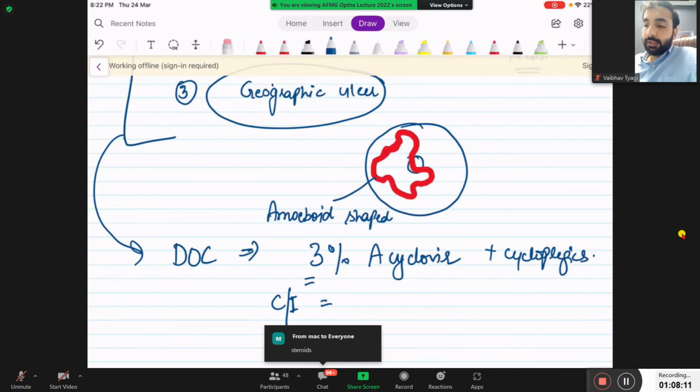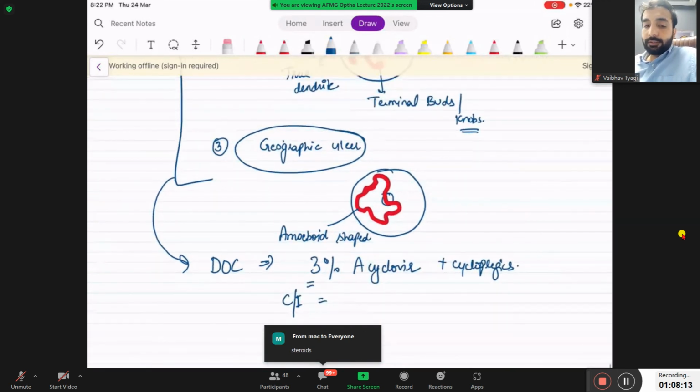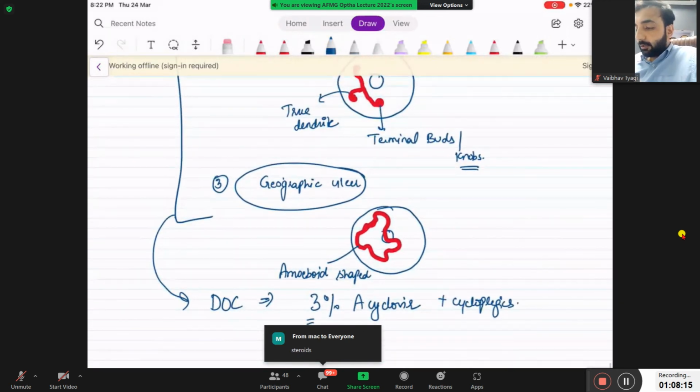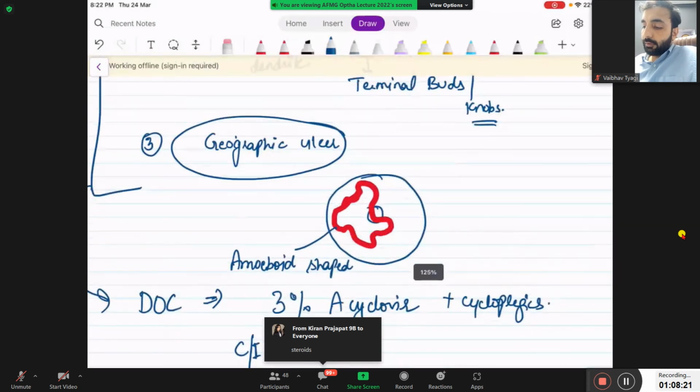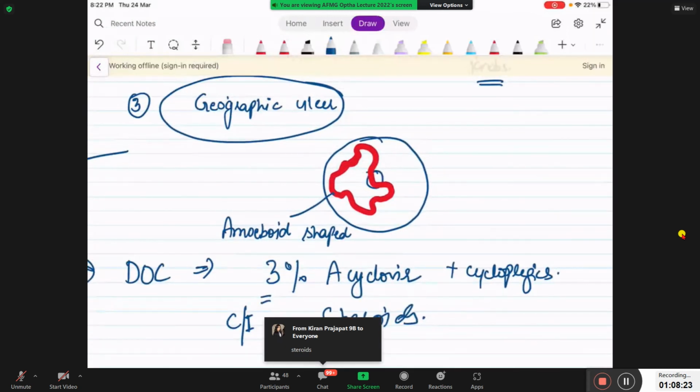Contraindicated in these three subtypes of HSV keratitis, steroids, right? Steroids are contraindicated. Good.